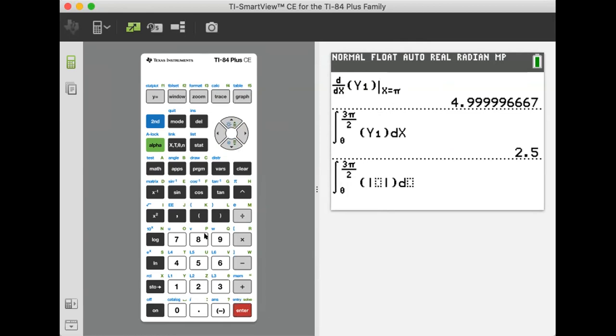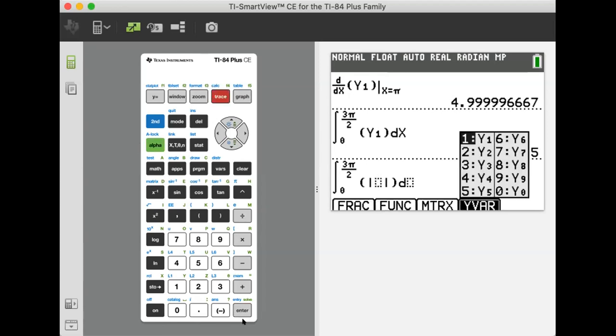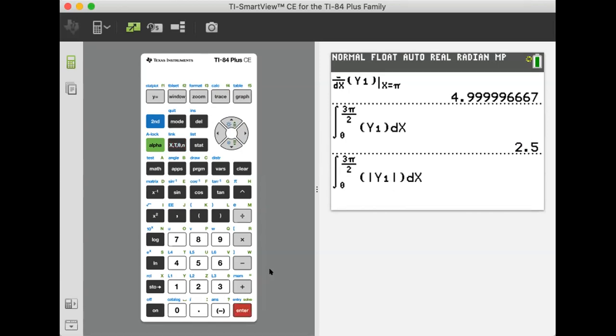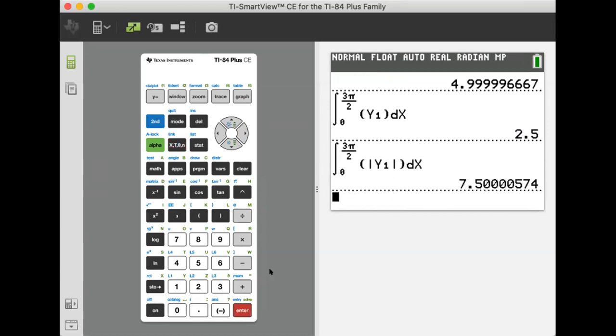Again, I'm going to use my shortcut again. Alpha trace Y1 with respect to X. And the calculator does have to think about it for a second. Wait for it. And then it spits out an answer of 7.500000574.